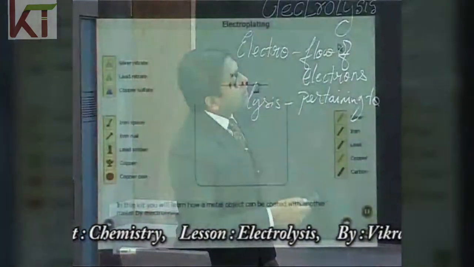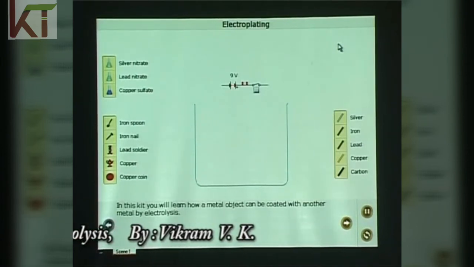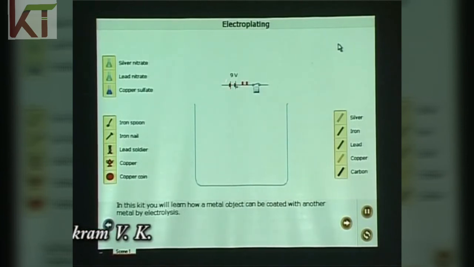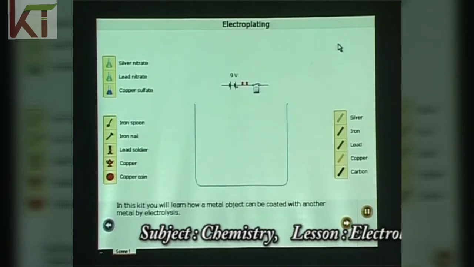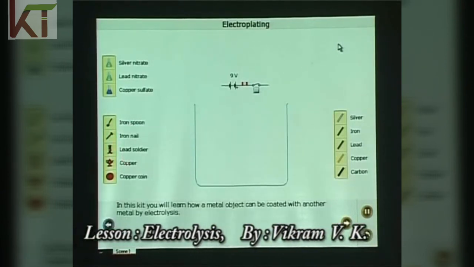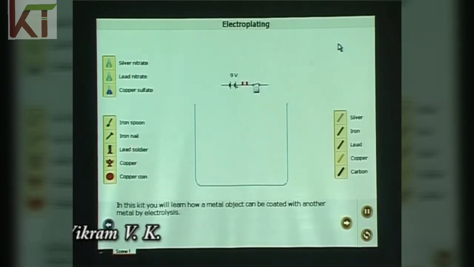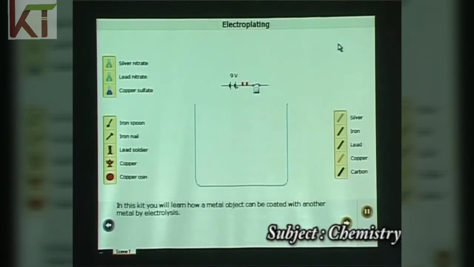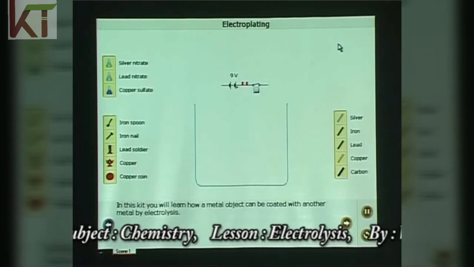Can you see the diagram over here? We have an empty glass beaker, a 9 volt battery with a negative terminal and a positive terminal, and a switch for the connection. But currently the circuit is not complete. We'll go step by step and see how we can plate an iron spoon, iron nail, lead solder, copper, Aladdin's lamp, and a copper coin. How can all these articles be plated using a silver electrode or any of these electrodes? Remember, electroplating just means coating of superior metal on inferior metal. That is what we are going to learn. So let us now start.